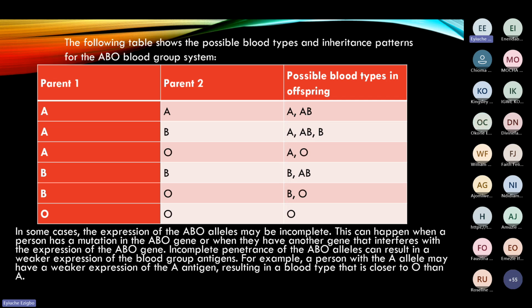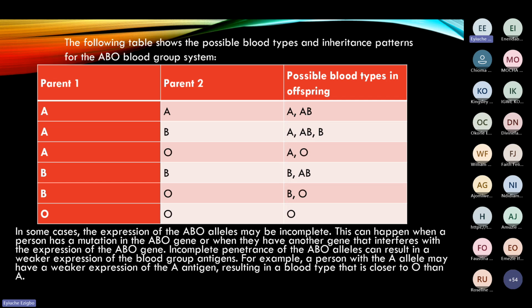Then when we have BB, it may be B or it may be AB, because when these parents are characterized, they may be BA. That's where the A is coming from. So the parent that is BO can always have a B offspring or an O offspring. They cannot have an A.